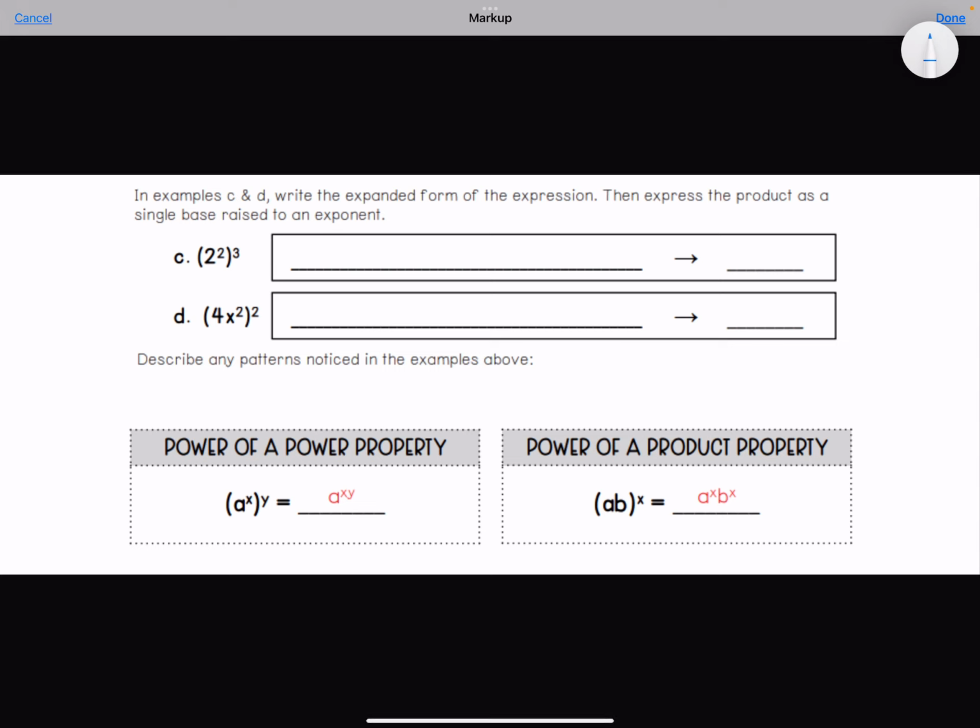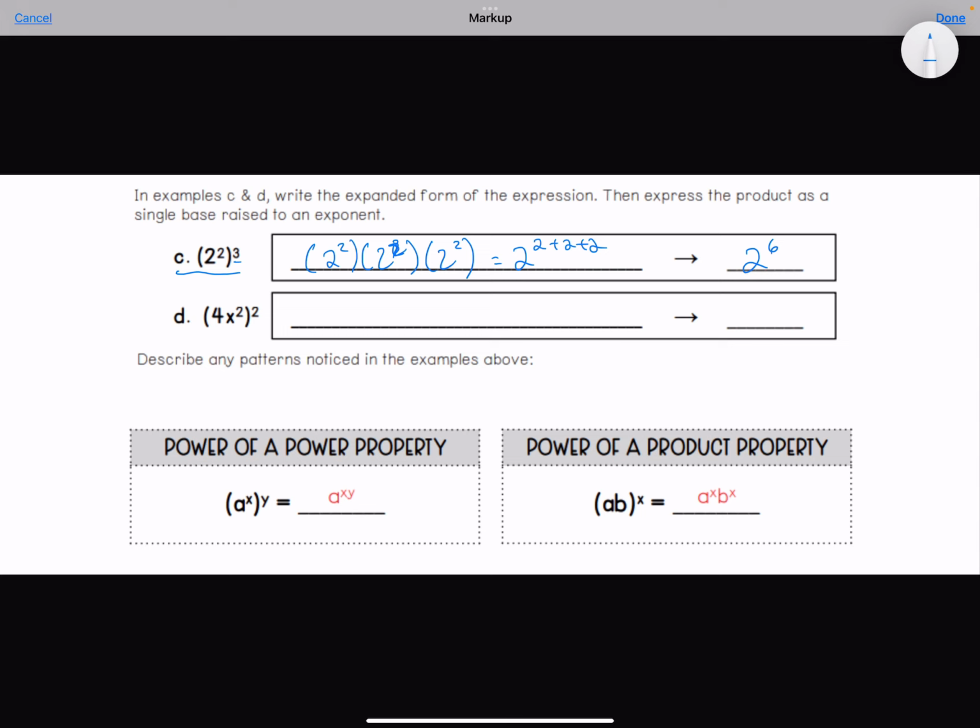Okay, so now we're talking about power of a power. Power of a power. So this just means I have 2 squared to the third power, which is 2 to the 2 squared, and I'm going to put this 3 times. So I'm going to have 2 to the 2 plus 2 plus 2, which is 2 to the 6th. Okay?